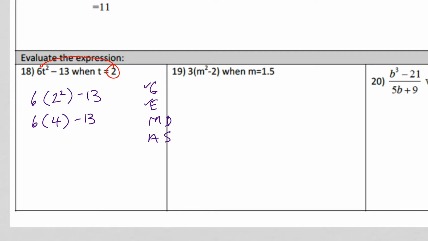Okay, our next step, we got subtraction, multiplication. So multiplication obviously comes way before subtraction, so I'm going to do multiplication first. So we get 24 minus 13. Okay, now my last step is just to subtract. 24 minus 13 is 11. Done.